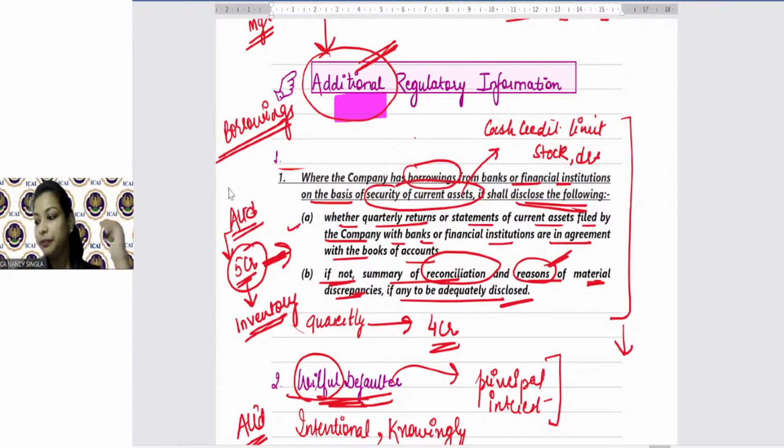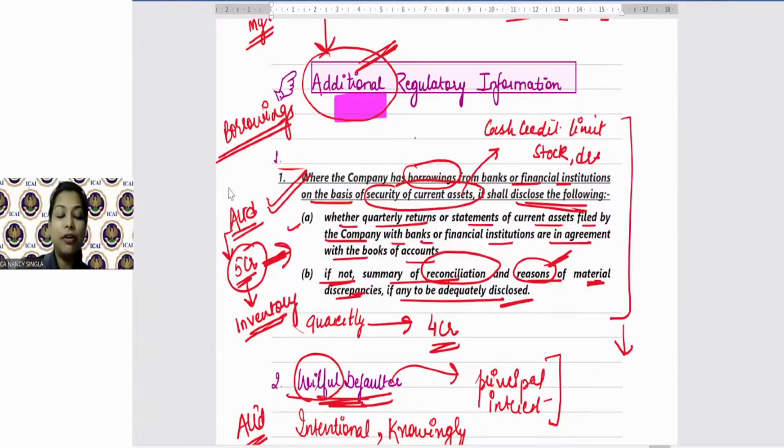ठीक है? So first point, where the company has taken any borrowings from banks or financial institution on the basis of security of current assets, तो company को क्या disclose करना है? That whether the quarterly returns or statements that are filed with the banks or financial institution, whether they are in agreement with the books of accounts. मतलब अगर आपने वहां पर लिखा है कि 5 CR का आपके पास stock है, तो actually financial statements में भी वही amount है या नहीं? And if it is not, then the reason and the reconciliation for the same.